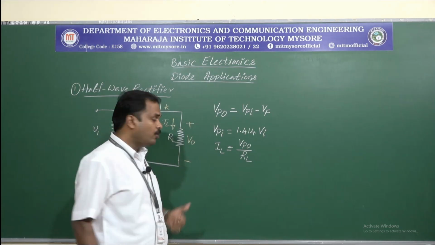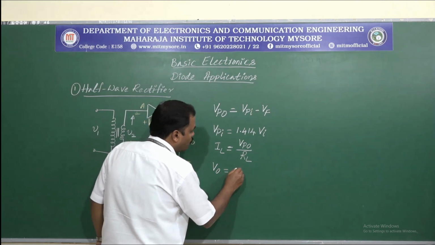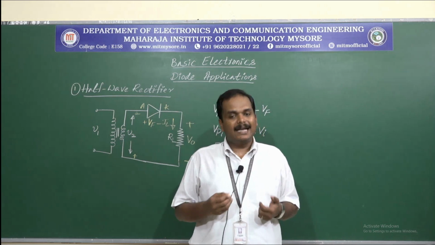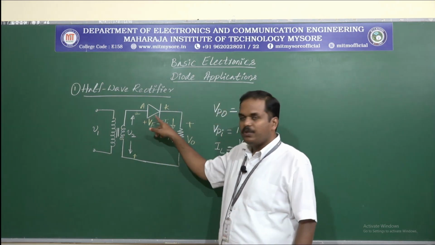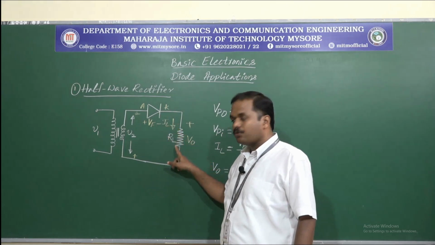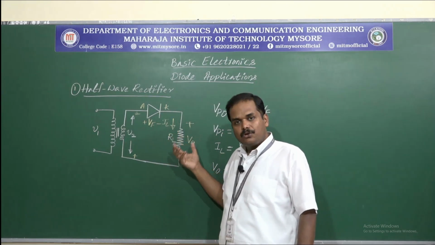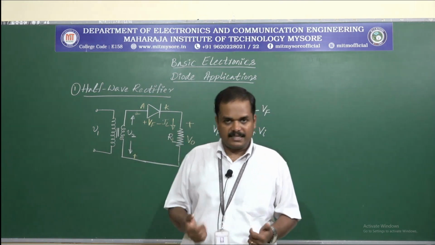Whereas during the negative half cycle, V0 will be equal to 0 because diode will not be conducting, so there would be no current that flows through the diode and in turn through RL. Because the current through RL is equal to 0, output voltage will also be equal to 0.